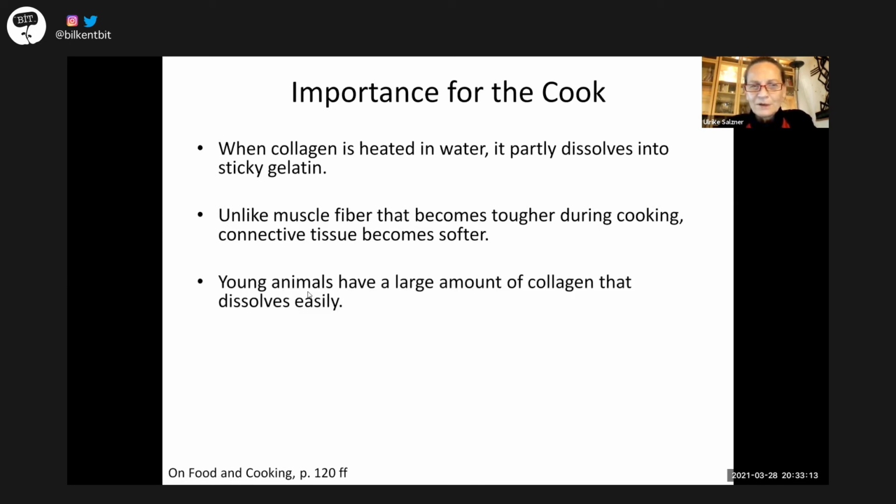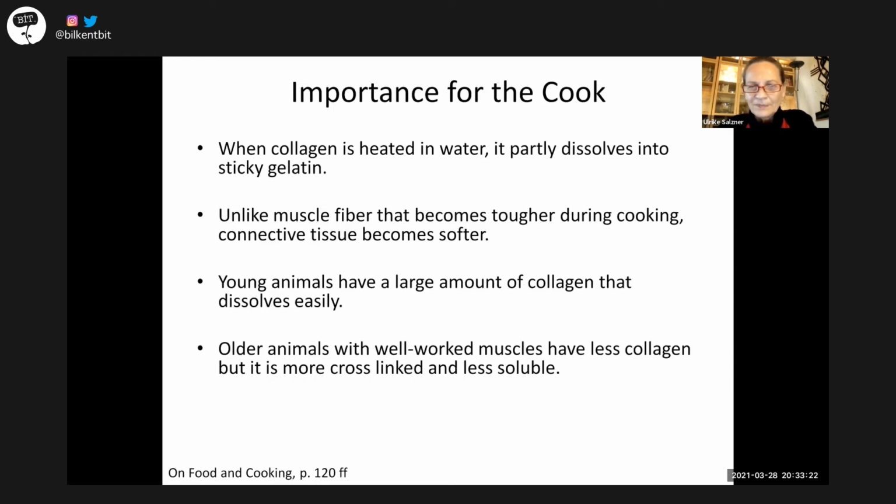Young animals usually have collagen of a kind which dissolves still very easily. As the animal gets older and works its muscles over the years, this collagen gets tougher and tougher, more cross-linked and less soluble. This is why young animals are much more tender than older animals. So old cows are pretty tough. If you have an old ox or old cow and you try to cook this meat, it's much tougher than the meat of a calf.